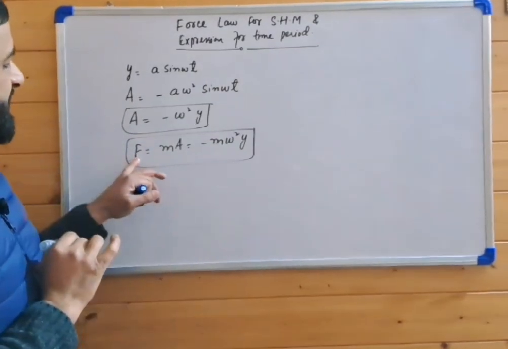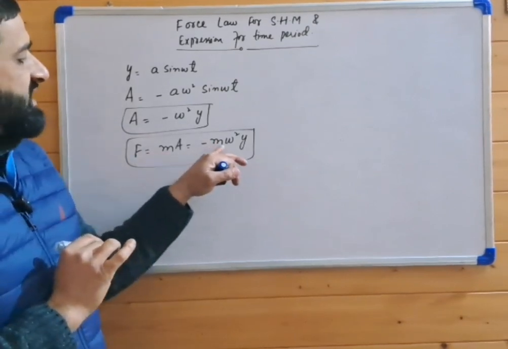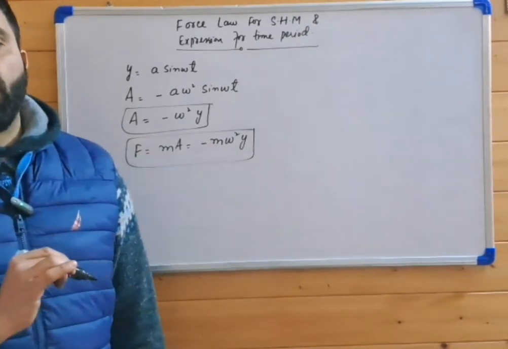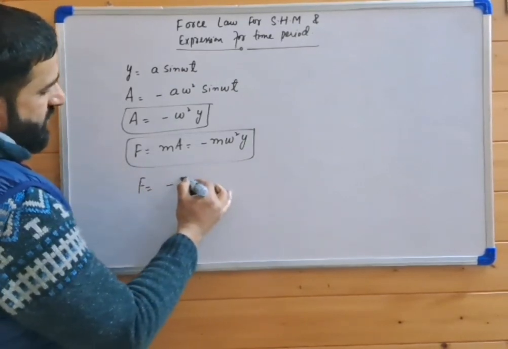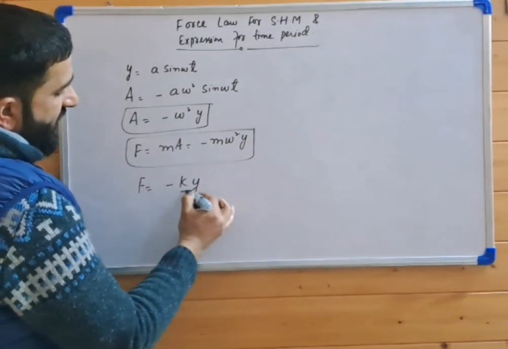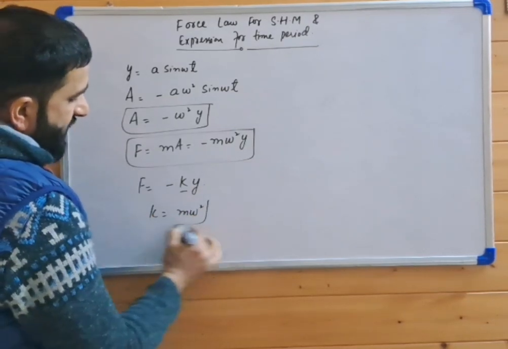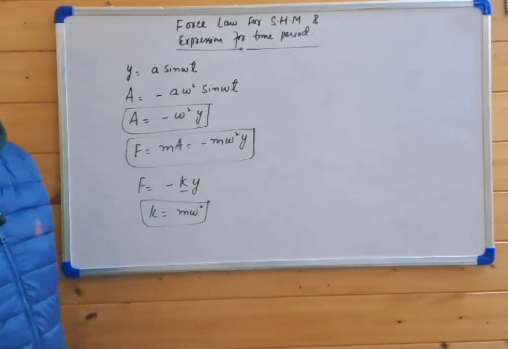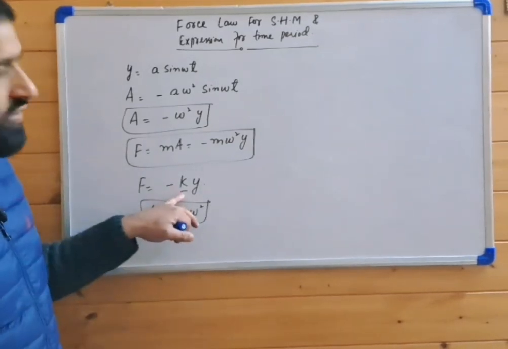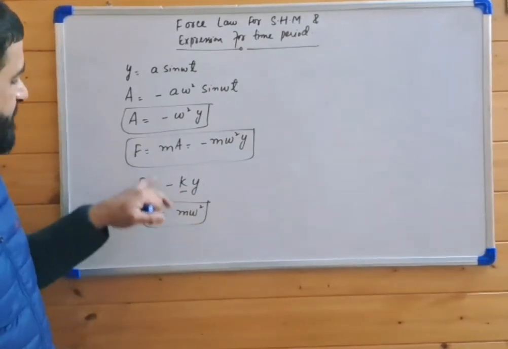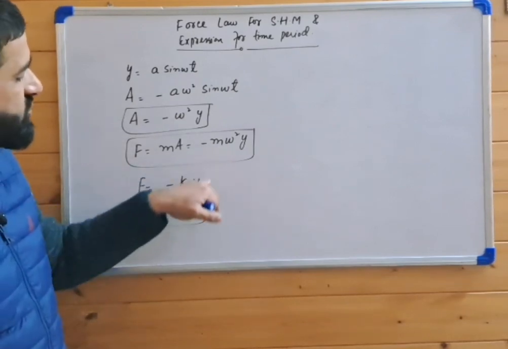So this is the value of the restoring force. F is equal to ma, that is equal to minus m omega square y. The restoring force can also be written as F is equal to minus ky, where k is equal to m omega square. This k is called the restoring factor. Now this F and this F is the same, so we can equate these two equations.